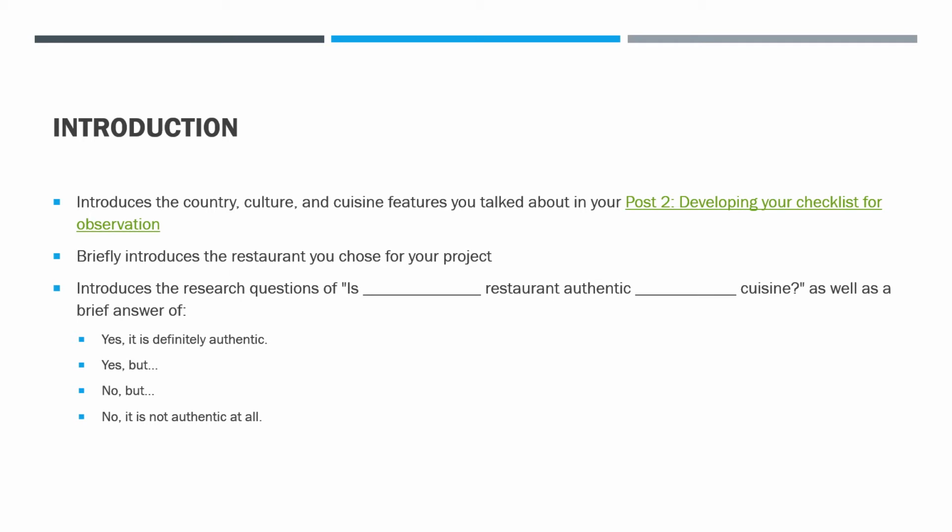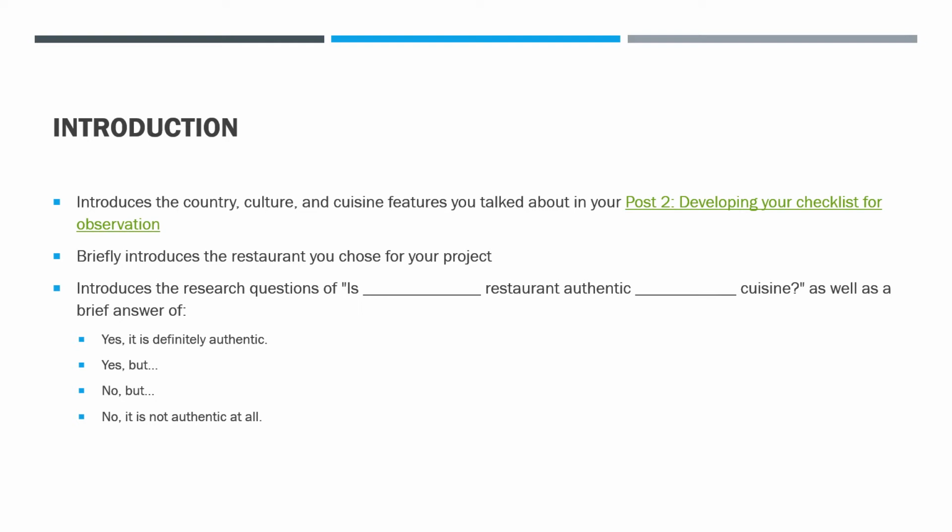The last option is, no, it's not authentic at all. So this is where you might go into someplace like Wiener Schnitzel. Now, Wiener Schnitzel is a German word. It's a dish that's served in Germany, but it's all American-style hot dogs and sausages that are loosely, very loosely based on German cuisine.